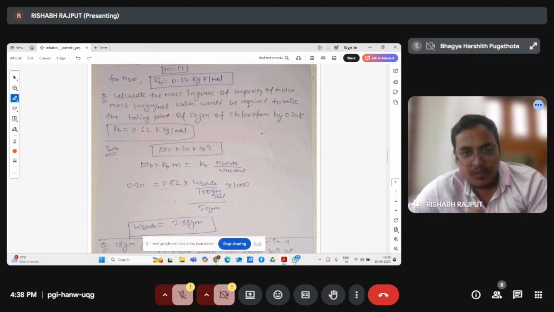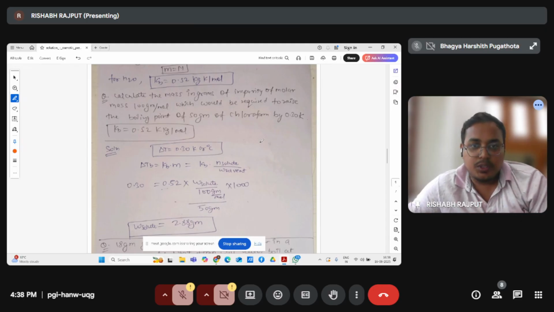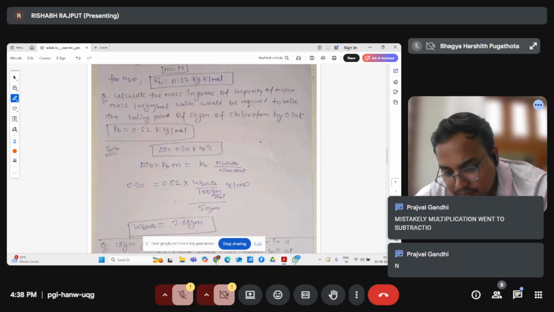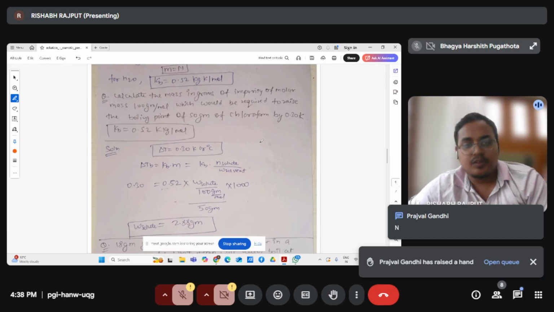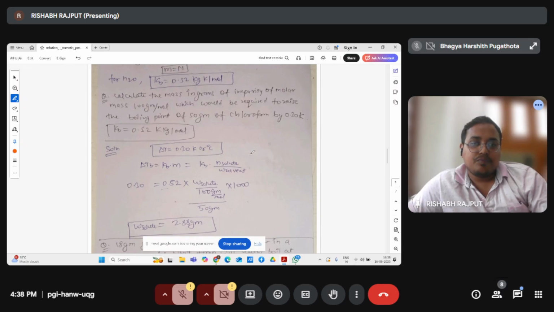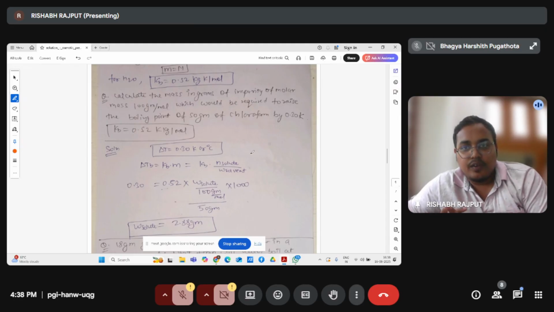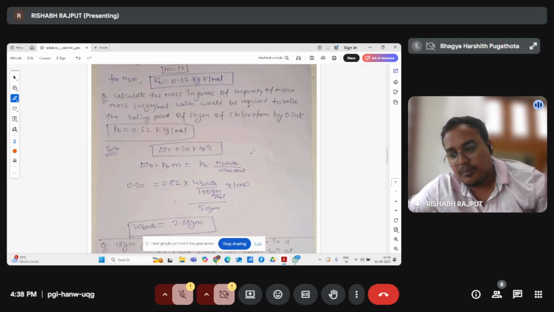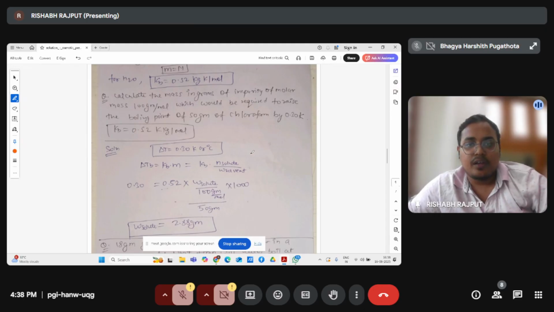Please understand one thing. If I'm talking about temperature difference, then the temperature difference for Kelvin and degree Celsius is the same. So don't worry: in this question they mention 0.30 Kelvin, but sometimes they will say degree Celsius, so it is not a big problem. You can consider Kelvin also. Temperature difference in Kelvin and degree Celsius is the same.